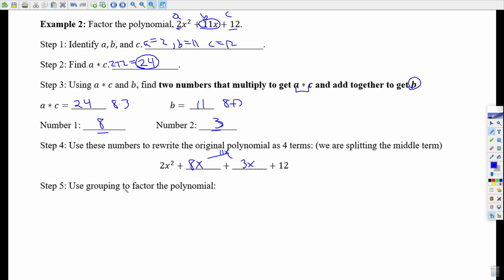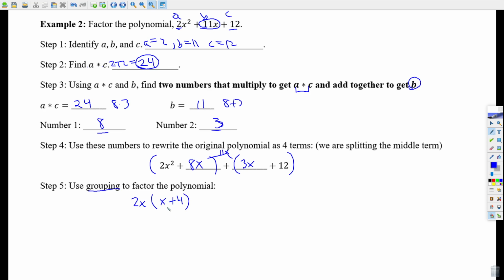So what can I do? Now I'm going to use grouping to factor this. So how do we do that? We put sets of parentheses around the first two, parentheses around the last two, and now it's something that you're very familiar with. So let's take out a GCF from the front two. We can take out a 2x. Divide by 2, you just get 1. And we also took out an x, so it's just x. Take out an x here, and we divide that by 2, we get plus 4.